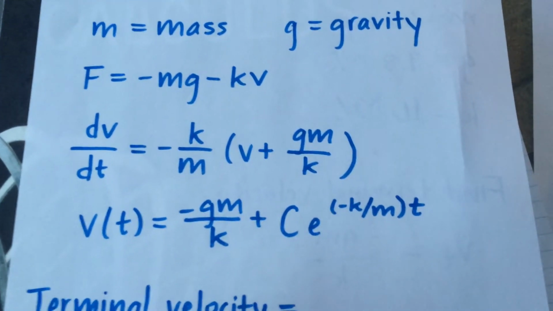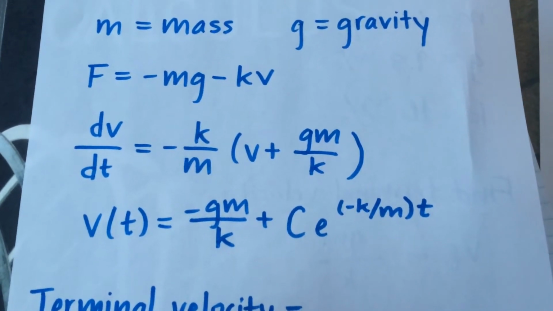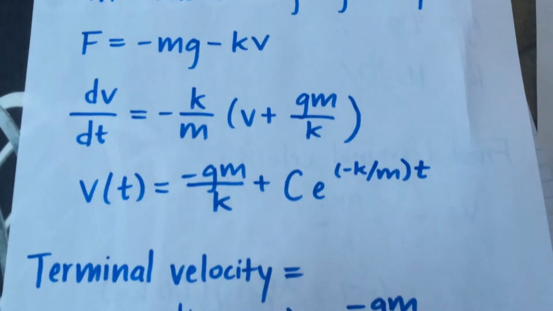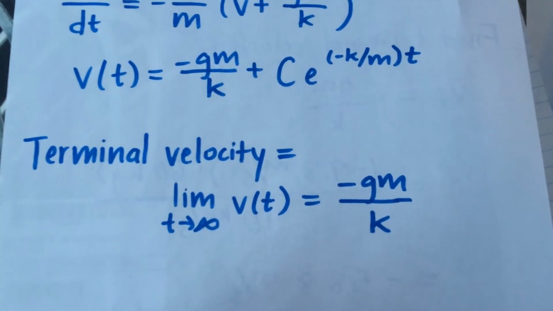Our next application of differential equations is free fall. Using the variables that you see in the video, we can model the speed of a free-falling object at any time. We can also figure out the terminal velocity of that object, which is negative gm over k.